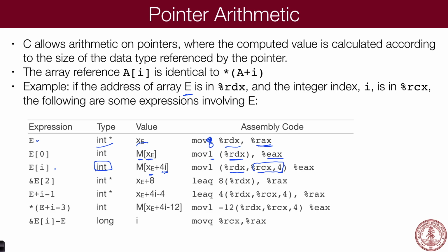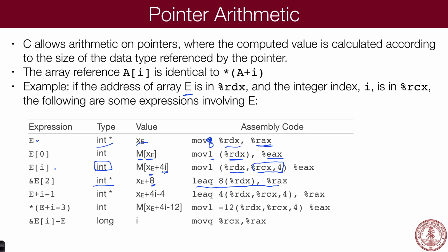If we want to do the address of the element at index 2, what do we do? Well, first of all, it's an int pointer. It's going to be just RDX plus 8, because it's 4 times 2. And in this case, we only want the address, so we're going to use the LEAQ instruction to move that address, 8 away from RDX, into RAX. Good? And then the same thing for all these other ones. You have to just do the scaling as you go along.